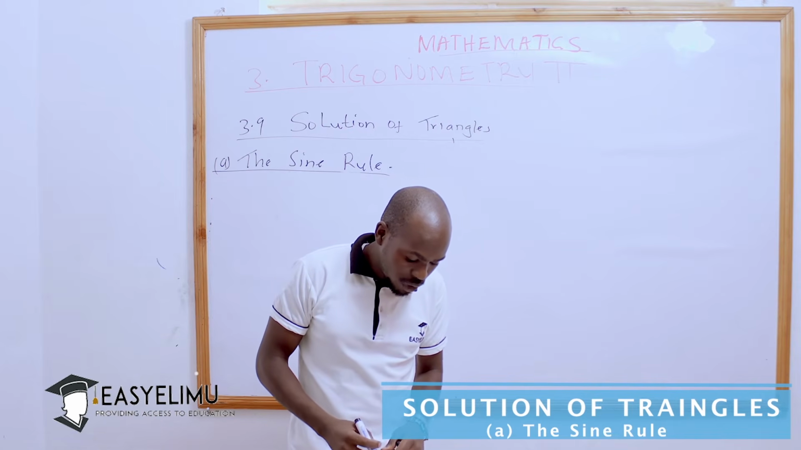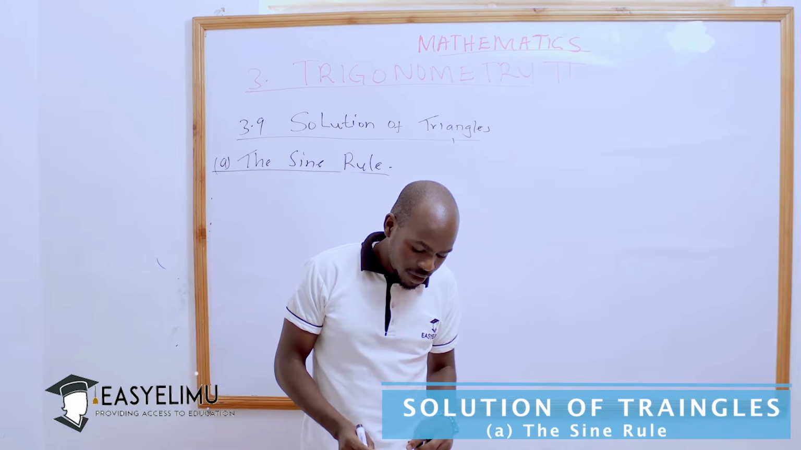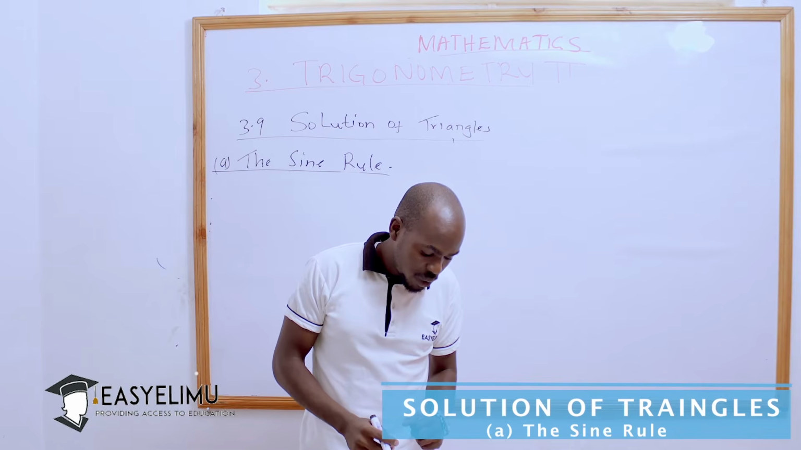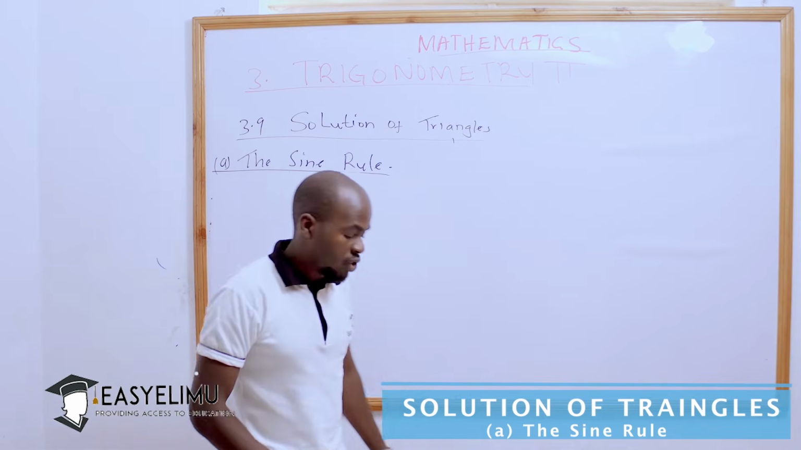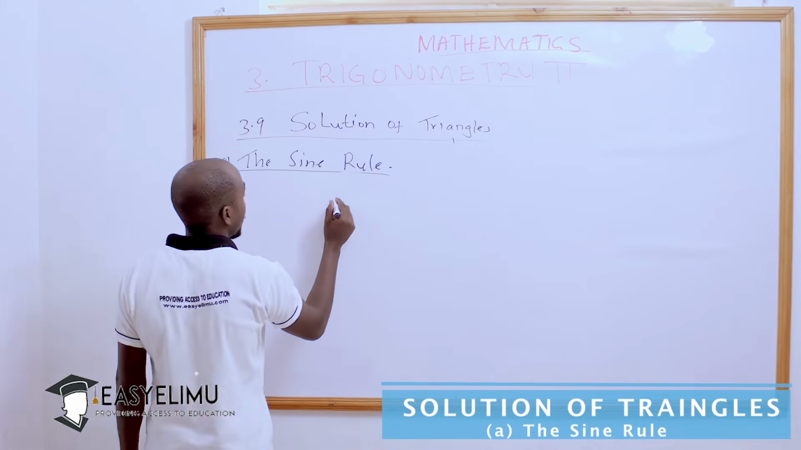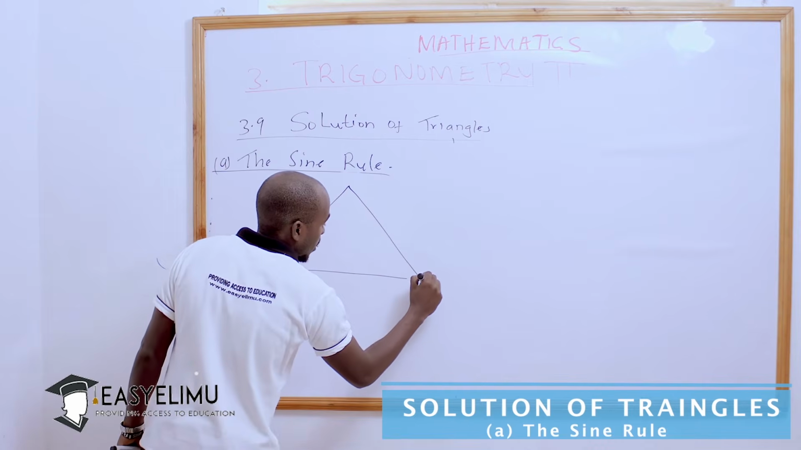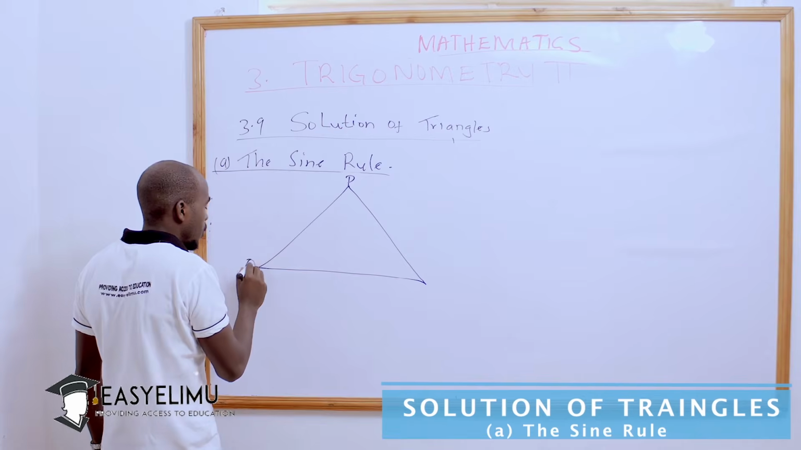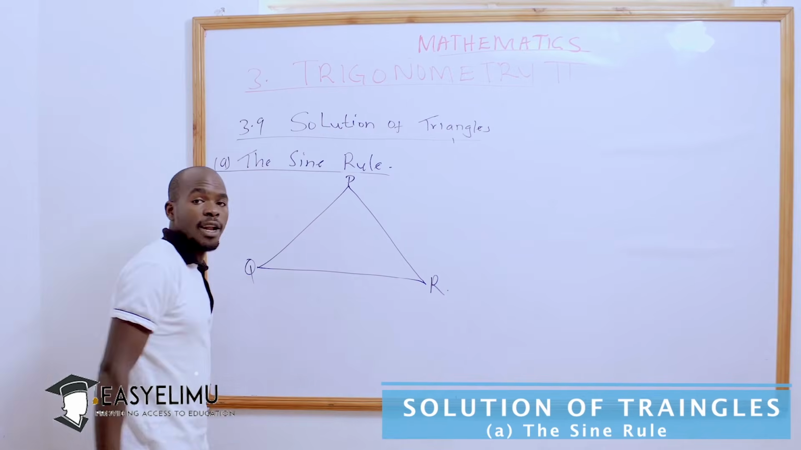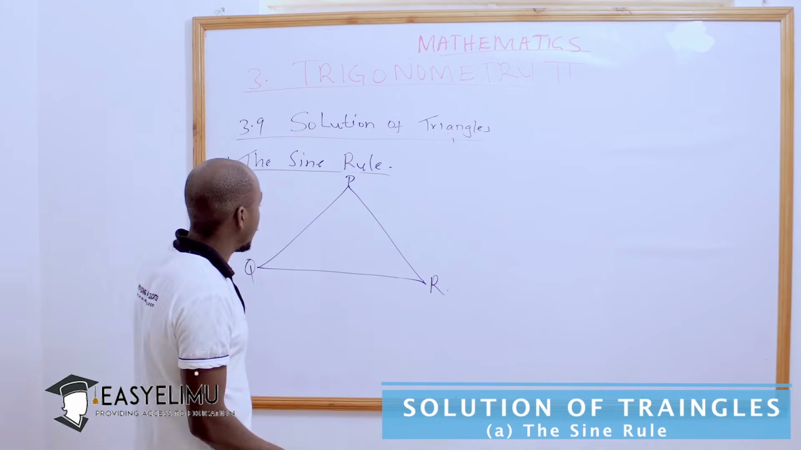Calculate the values of P and Q if angle R is 43 degrees, angle Q is 61 degrees, and side r is 5.1 centimeters. So we shall draw the triangle, just any of them. Then label this P, Q, R.